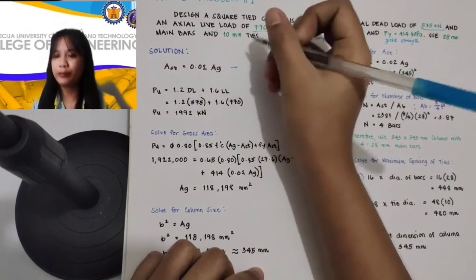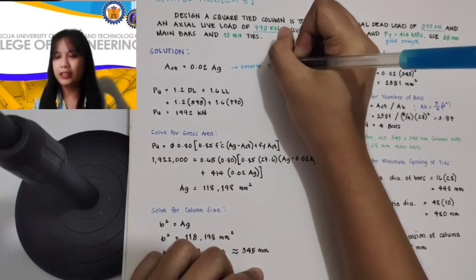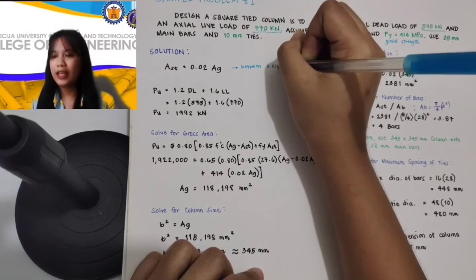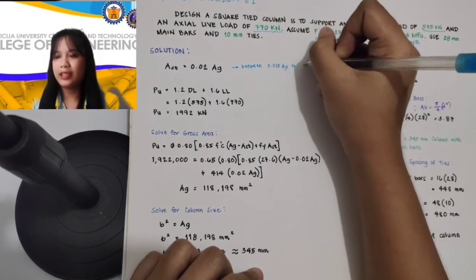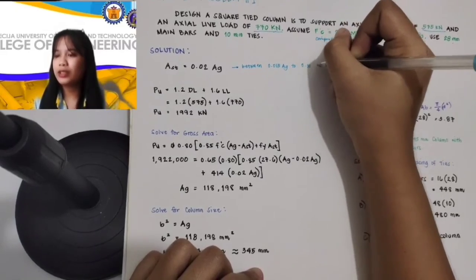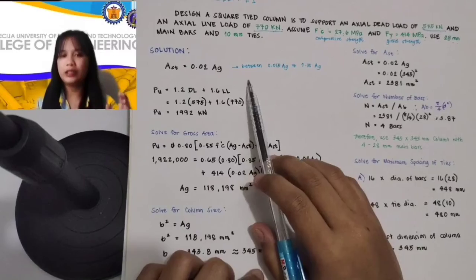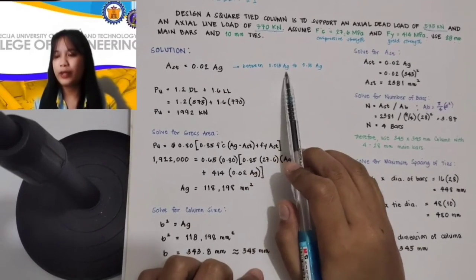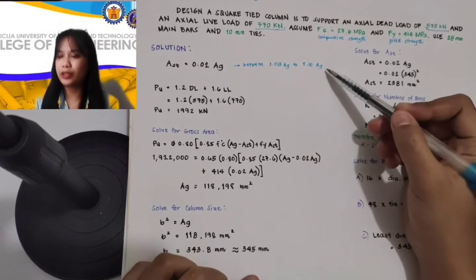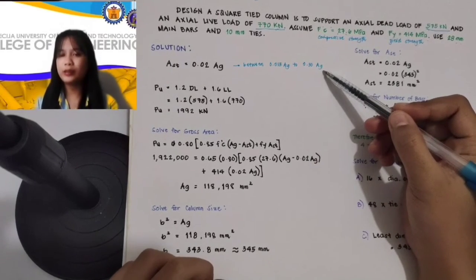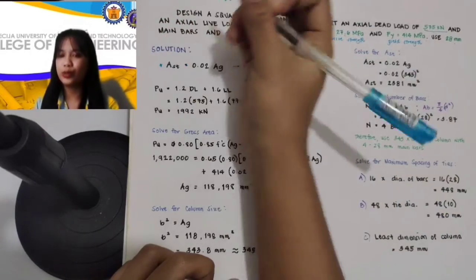We have the formula Ast is equal to 0.02 Ag. First, let us assume the value of Ast, which is the steel ratio. Since we have an ideal range between 0.015 Ag to 0.03 Ag, for this problem we will use 0.02 Ag.